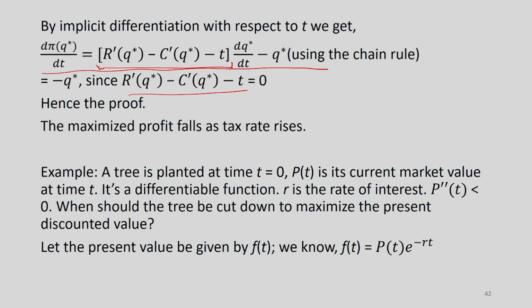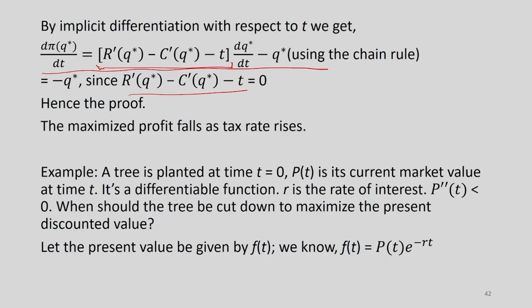Now this also has an implication, right. It basically means that since minus q star is a negative quantity, as the tax rate rises, the maximized profit falls, okay, because this term is negative. And we are actually able to find by how much it falls. The decline is given by the equilibrium output, that is minus q star.